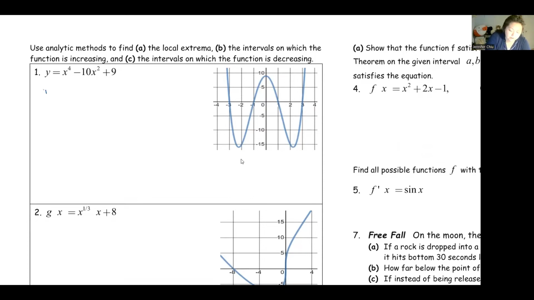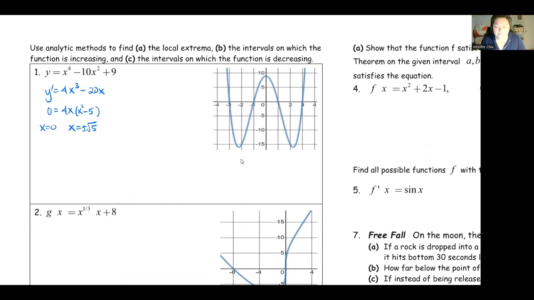So y prime equals 4x cubed minus 20x, and 9 is a constant, so it goes away. Remember, we set it equal to 0 because that's how we find our extrema. Factor out 4x, and you get x squared minus 5 as your other factor. You solve for them, and you get x equals 0 and x equals plus or minus root 5.